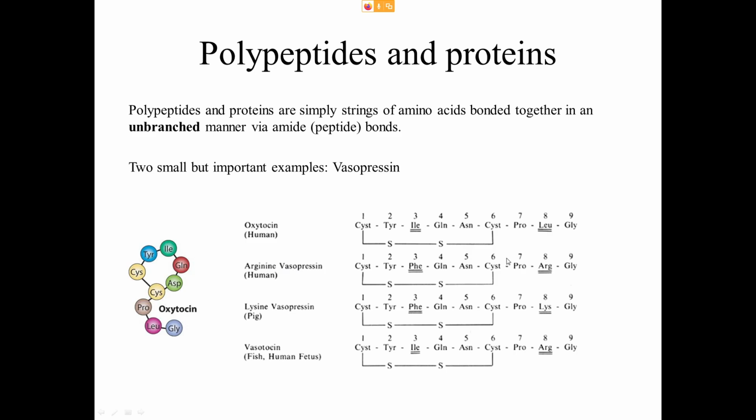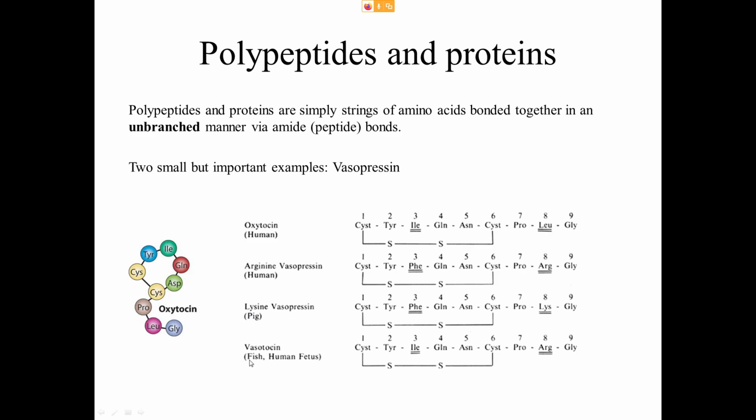In porcine, in pigs, there's also a lysine vasopressin. So instead of changing leucine to arginine, leucine is altered to lysine, another basic amino acid, but very, very similar to arginine. So it's almost the same as the human vasopressin, but this one's slightly different in pigs.